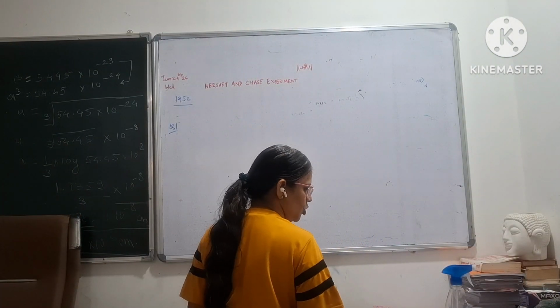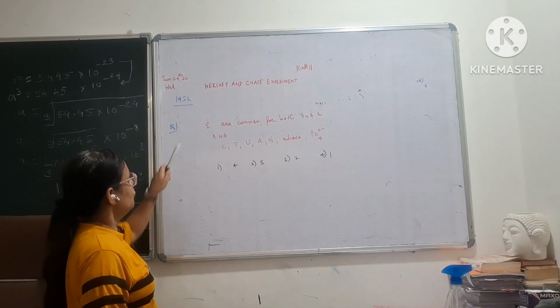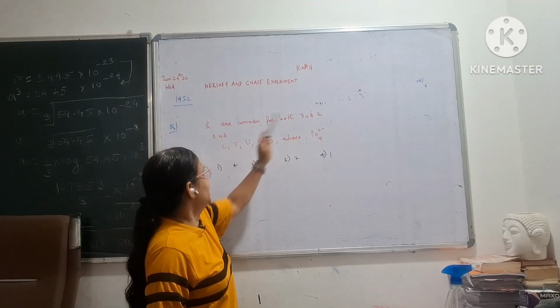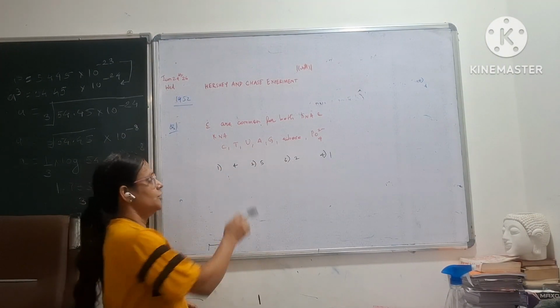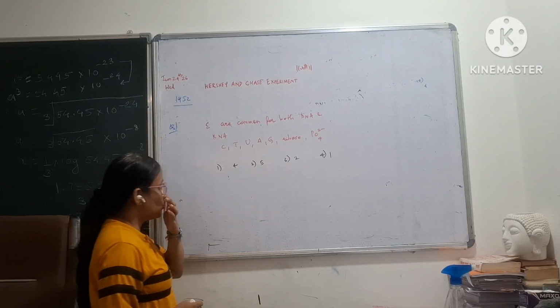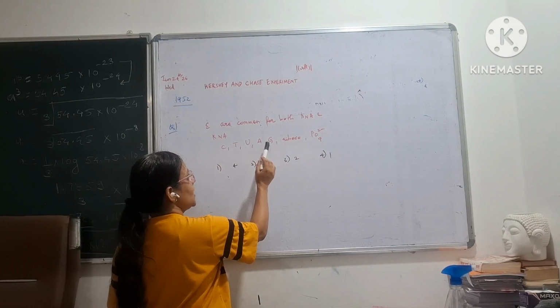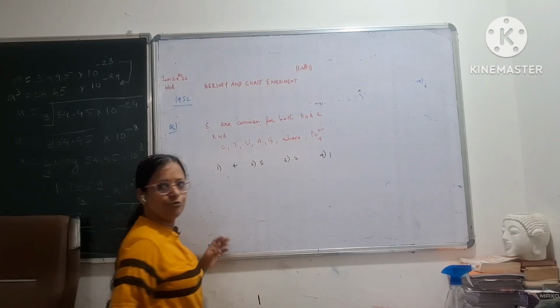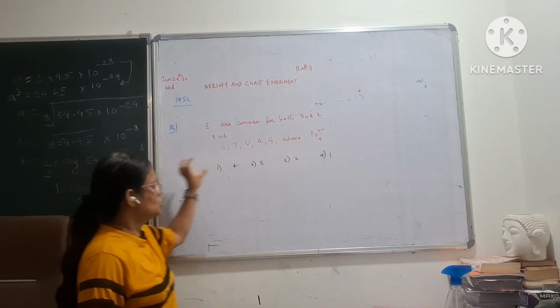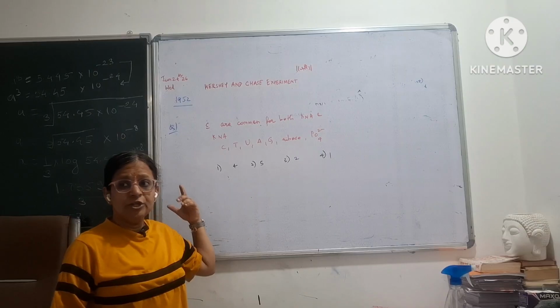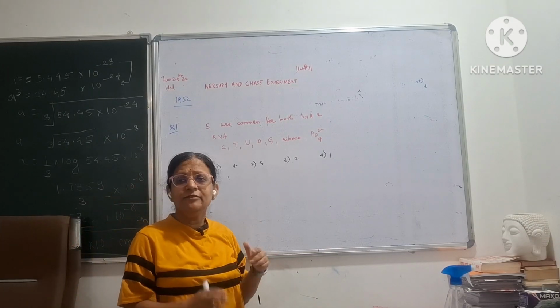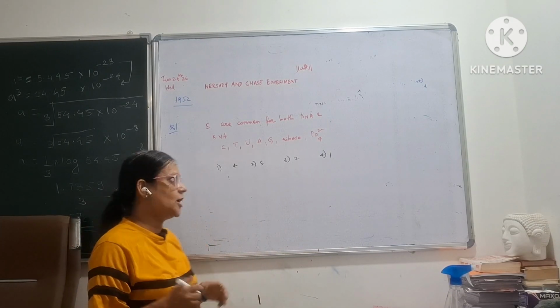Which are common for both? Now the question is, which are common for both DNA and RNA? They have given some nucleotide units: cytosine, thymine, uracil, adenine, guanine, ribose and phosphate. So we have to see which of these are common to both, I mean which are present in DNA as well as in RNA.